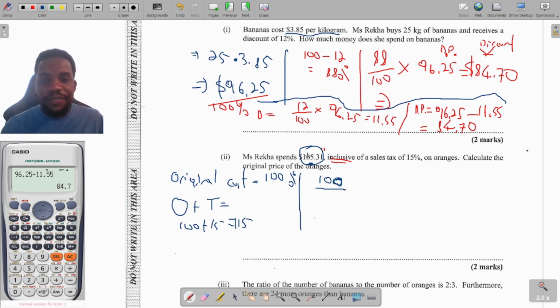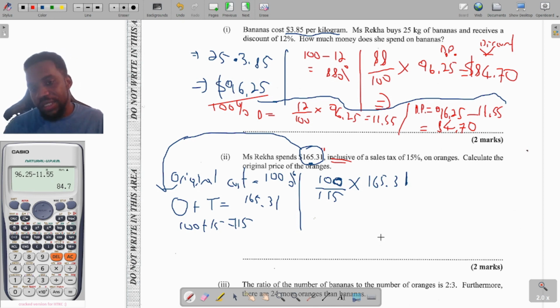I have the current price, which represents the original price added to tax, which makes it 115, right? So that is what I have here. So 115. And now I'm going to multiply it by the cost that is represented by the original cost plus the tax, which is $165.31. Hope we make sense of this, right?